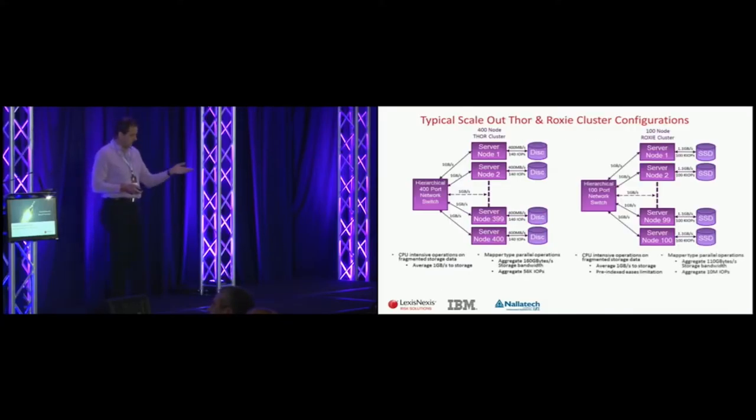So, as a cluster, showing the complete clusters. On the left is the 4 cluster, it's a bit smaller. I'm not sure if you can read the writing there. On CPU-intensive operations on fragmented data, you've got an awful lot of network traffic over this 1 gigabyte per second. So that's really the weakest link in your CPU-intensive on fragmented data. On the mapper-type parallel functions, you've got a tremendous amount of aggregate bandwidth, 160 gigabytes per second, 56K IOPS. With Roxy, because you've got good indexation, that means you can get over some of the network issues, and you have greatly improved IOPS to your storage.